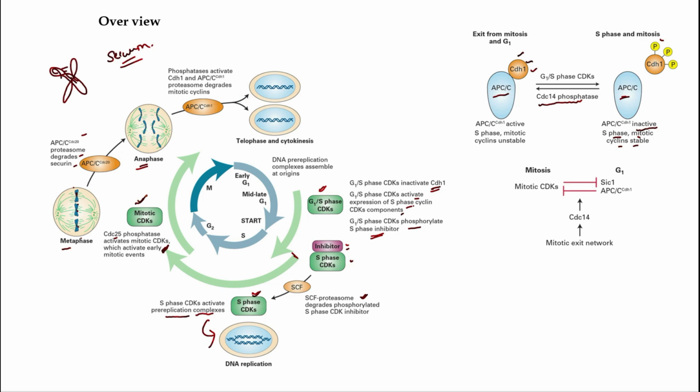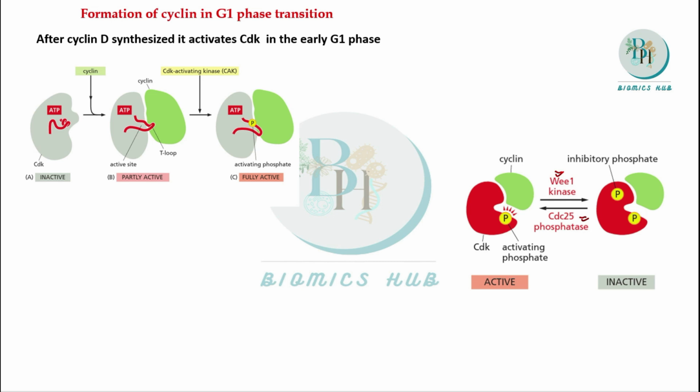So let us see how the G1 phase transition is taking place. As we have discussed, there are various types of cyclins as well as CDKs involved during the G1, G2, S and M phases. For the G1 phase, the cyclin which is involved is cyclin D. So how is it activated? How is cyclin D activating the CDK?